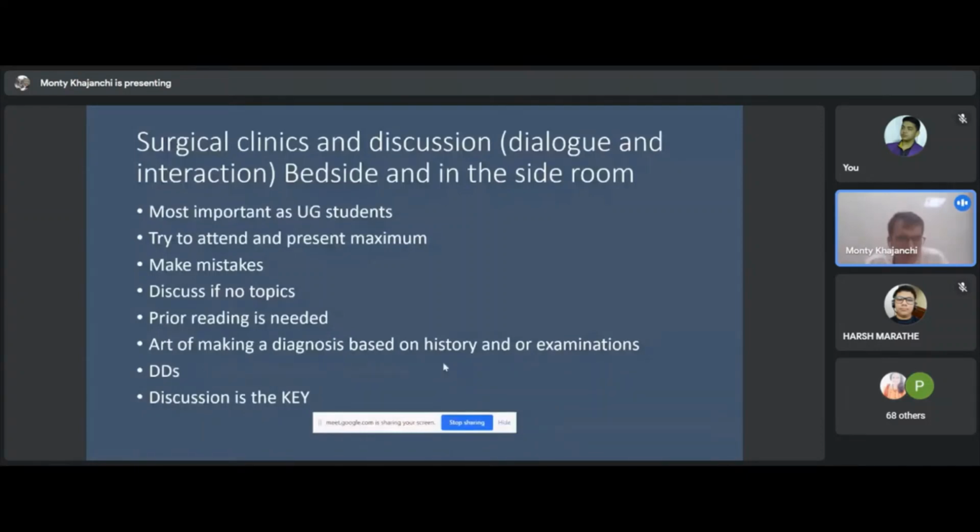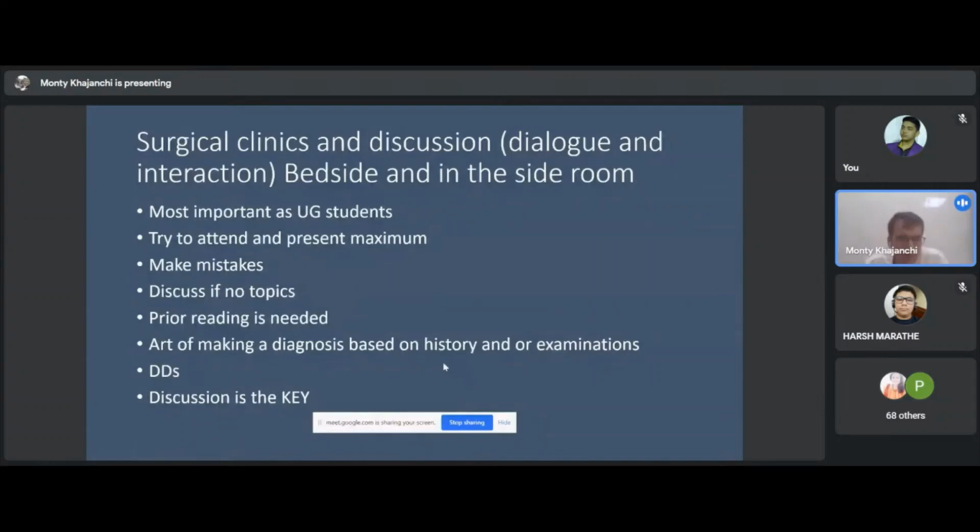So prior reading is needed, the art of making a diagnosis based on history and examination. I think it will come eventually, but initially focus on history. What are the different components of history? What are the symptoms? What are signs? How do you do examination? If in your second year you could take a good history and examination and come to some basic diagnosis, you have done your second year. You are good. You are perfect. Kaam khatam. You have 2 more years.